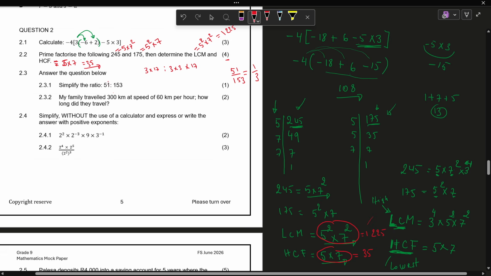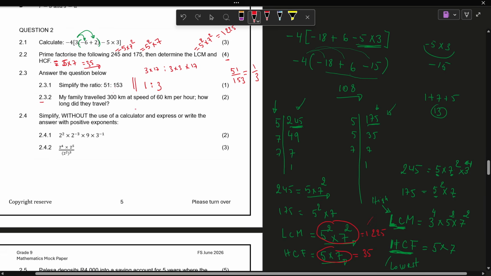So basically, the simplified ratio is 1:3, because 1 now represents this left side and 3 represents this. So we simplify this ratio, right? Now let's move to the next question.